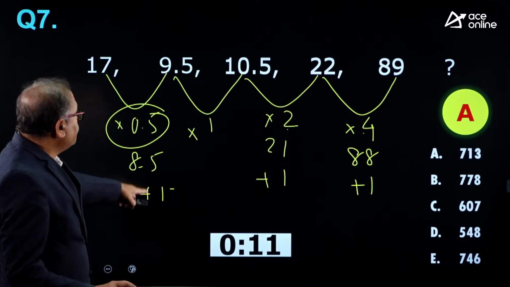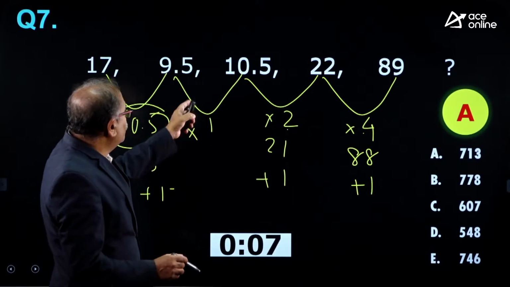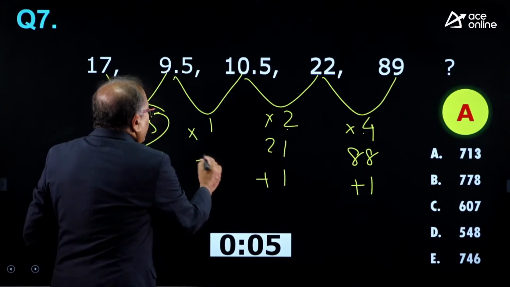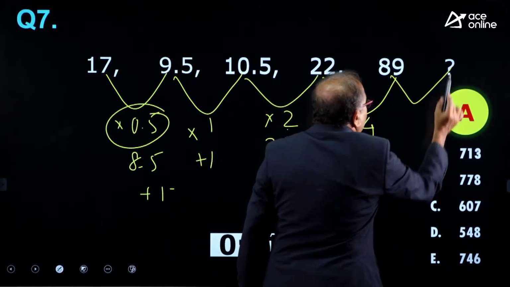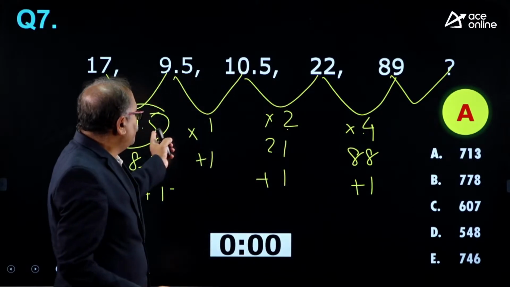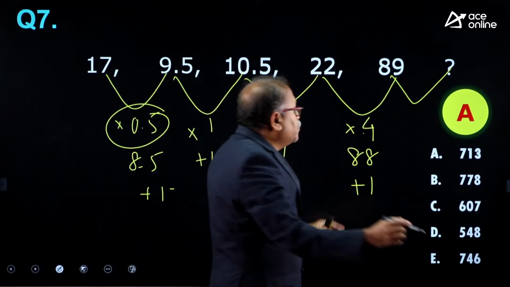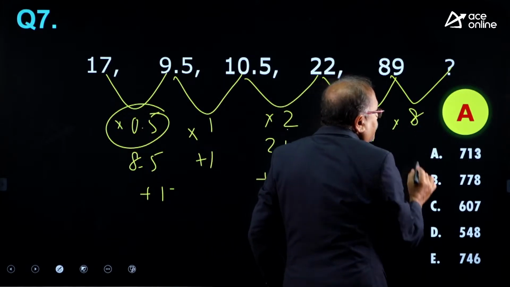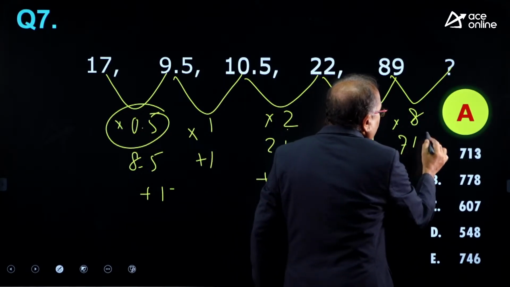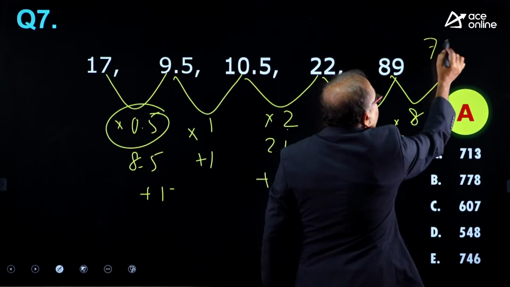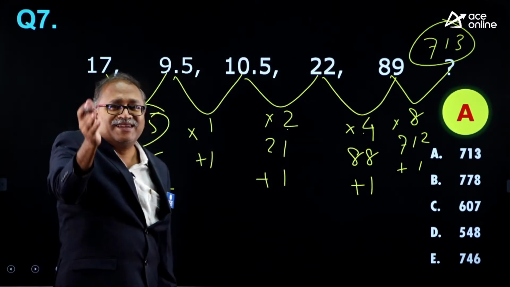That's 8.5 plus 1, that comes 9.5. Then into 1 it will remain the same, and plus 1 I am getting 10.5. Therefore, what should be my logic? The number should be over here 0.5, double is 1, double is 2, double is 4, double is 8. So, multiply this by 8 and you are getting 712, and add 1 you are getting 713. That should be your answer, option A.